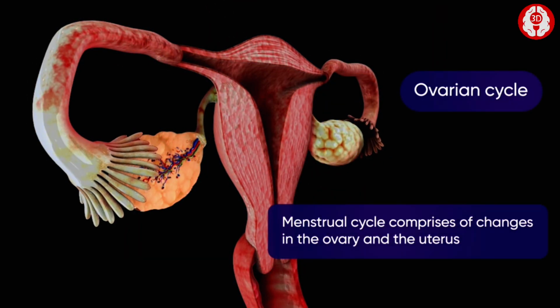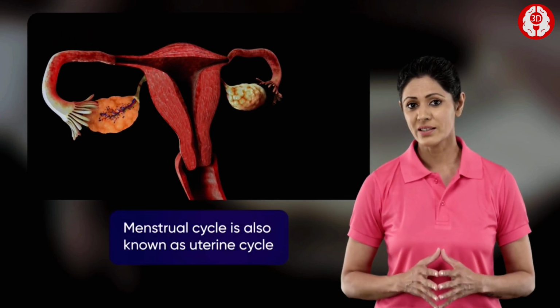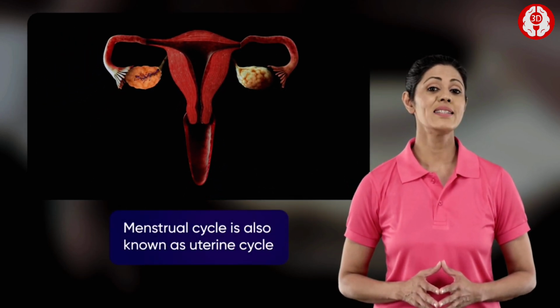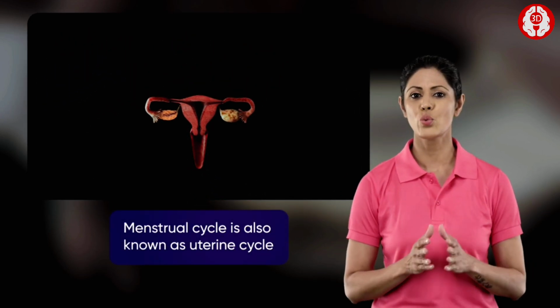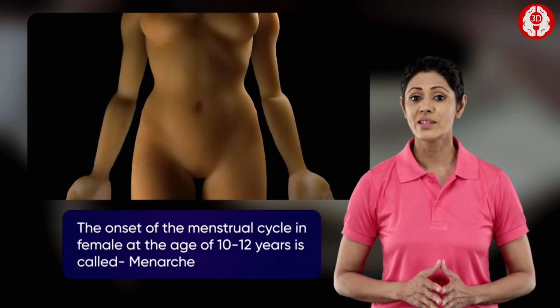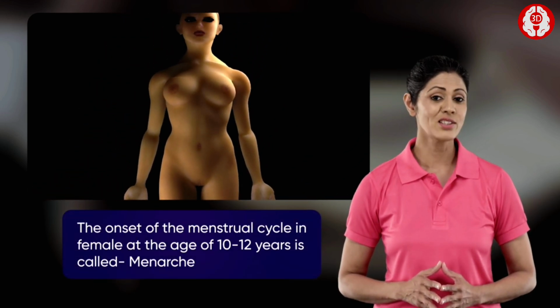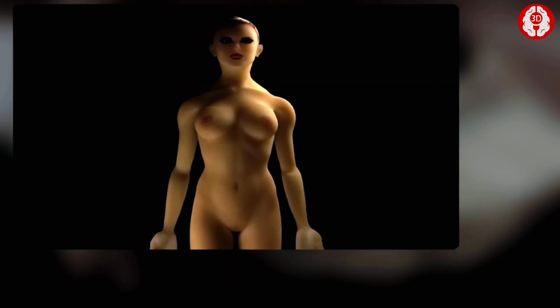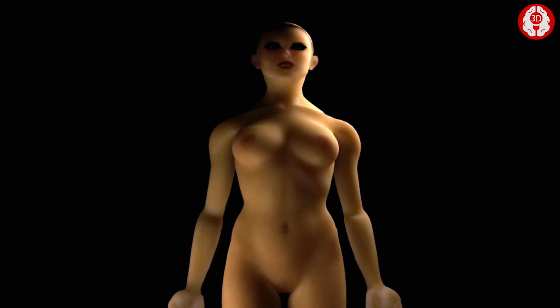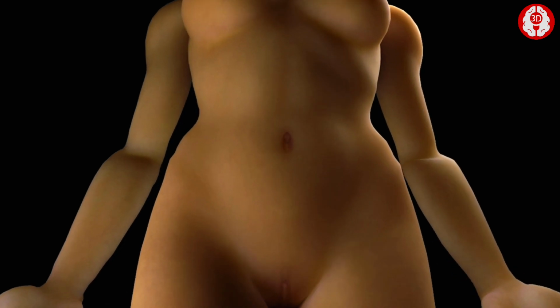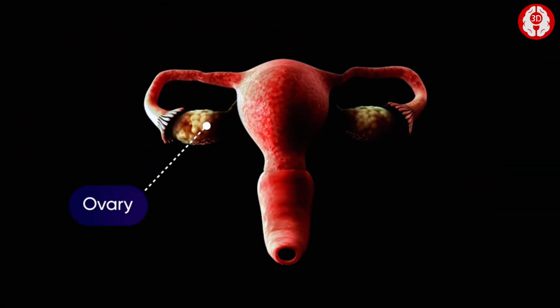Menstrual cycle. Our objective is to learn about the menstrual cycle, which comprises changes in the ovary and the uterus. The reproductive life of a girl begins at the age of 10 to 12 years. This onset of the menstrual cycle is called menarche. Let us focus our attention on the female reproductive organ, namely the ovary.